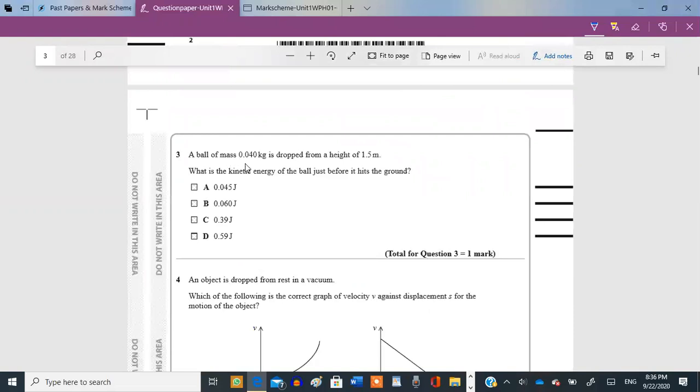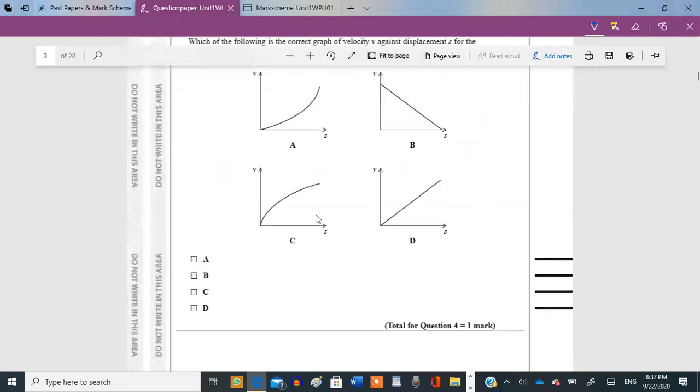And question 3 says a ball of mass 0.04 kg is dropped from a height of 1.5 meter. What is the kinetic energy of the ball just before it hits the ground? You've been given the height and it has been dropped from there. So the potential energy stored in the ball at that height would be converted entirely into the kinetic energy of the ball before hitting the ground. So just calculate the potential energy using the formula mgh. It's going to be 0.04 times 1.5 times 9.81. The answer to this would be your final answer. You could just calculate that. I'm not doing that.